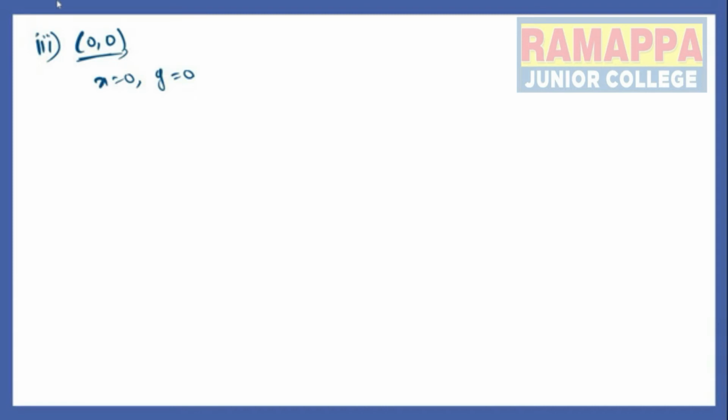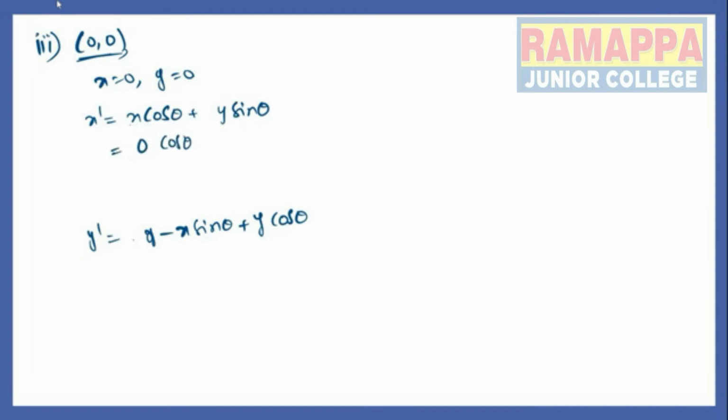So in this, x dash is equal to x cos theta plus y sin theta. And next one, y dash is equal to minus x sin theta plus y cos theta. So here we substitute the values: 0 into cos theta, where theta is equal to 30, the given angle. So here 0 into sin theta, sin 30.